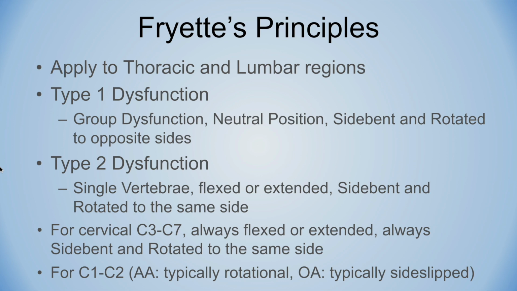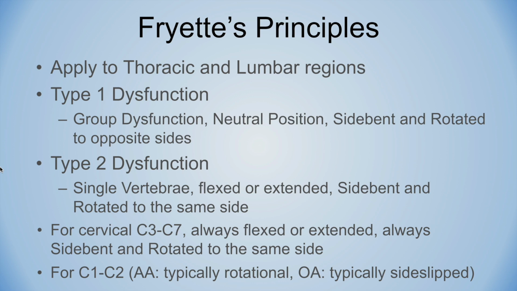And Fryette's principles tell us that if there is a group curve, so multiple vertebrae that are dysfunctional together, they will be in a neutral position and they will side bend and rotate to opposite sides. Meaning, for example, if you had T2 through 5 that were in a group curve type 1 dysfunction, then they would side bend, for example, to the right and rotate to the left.